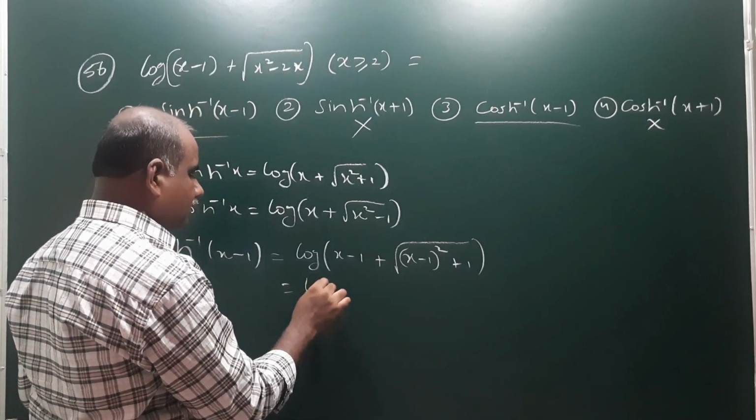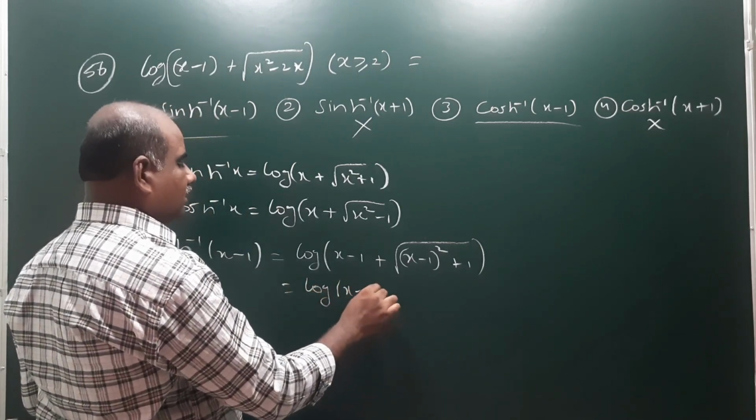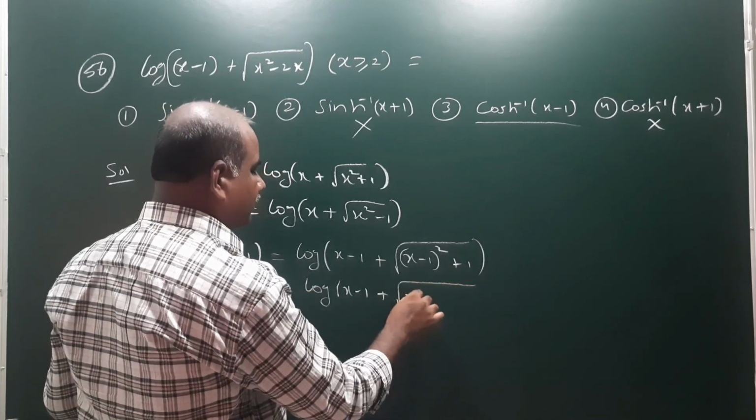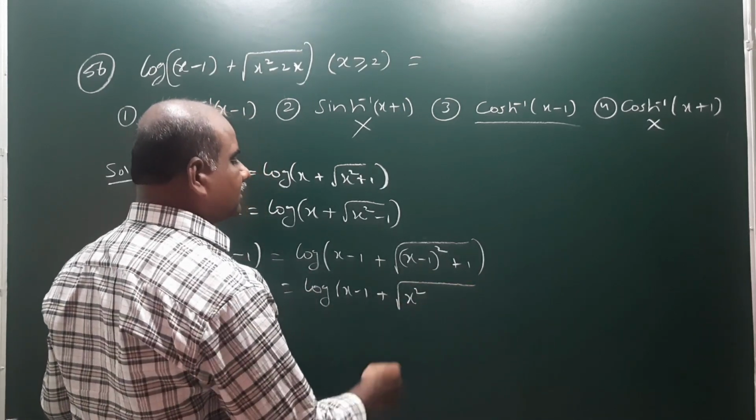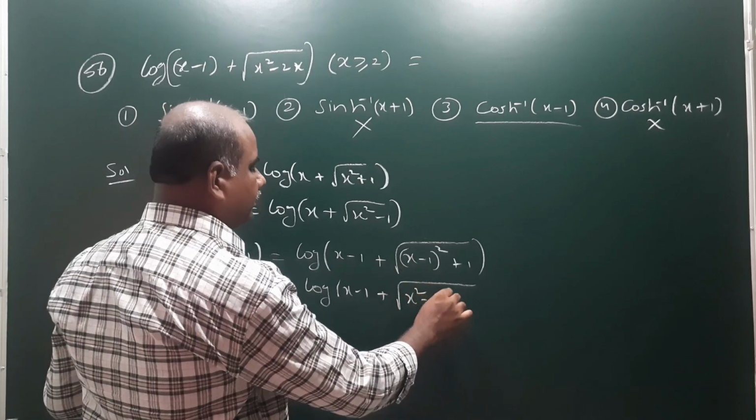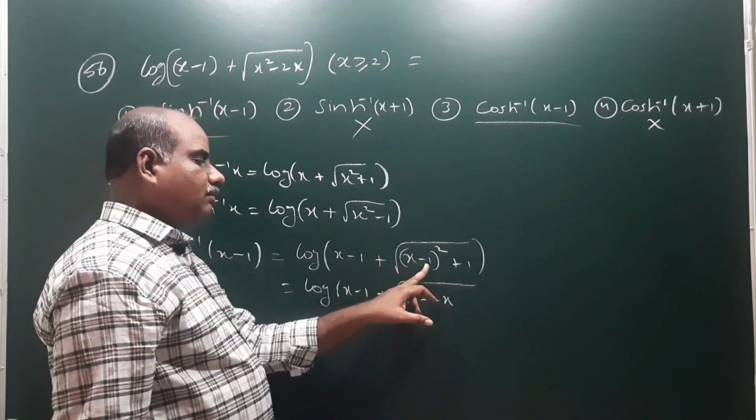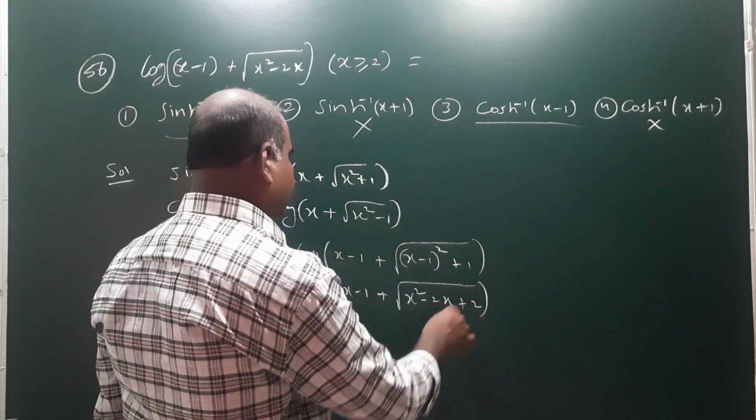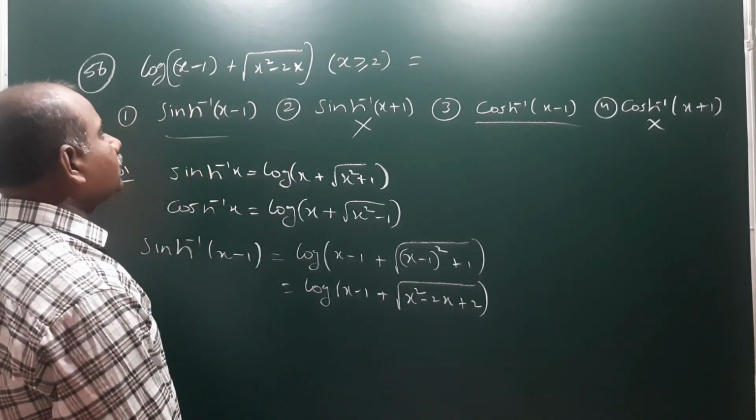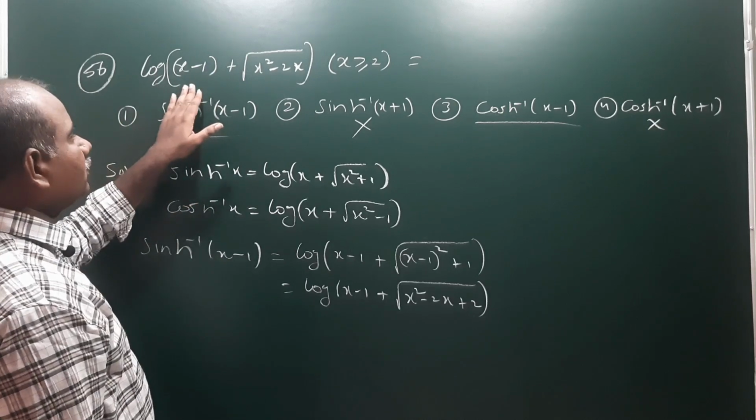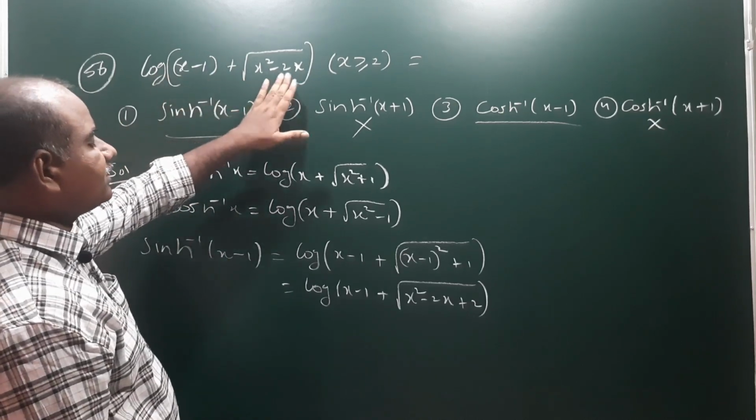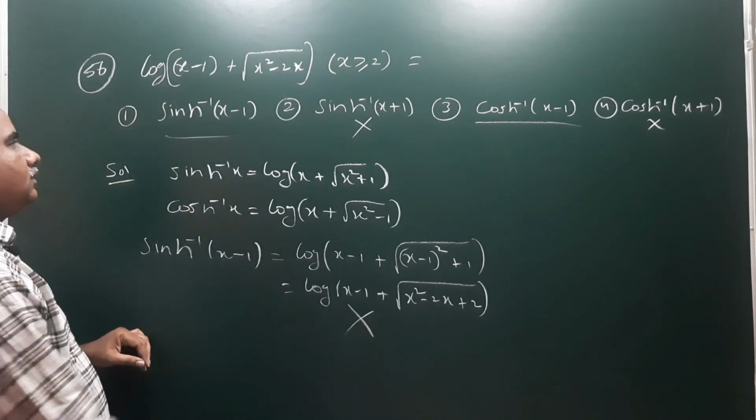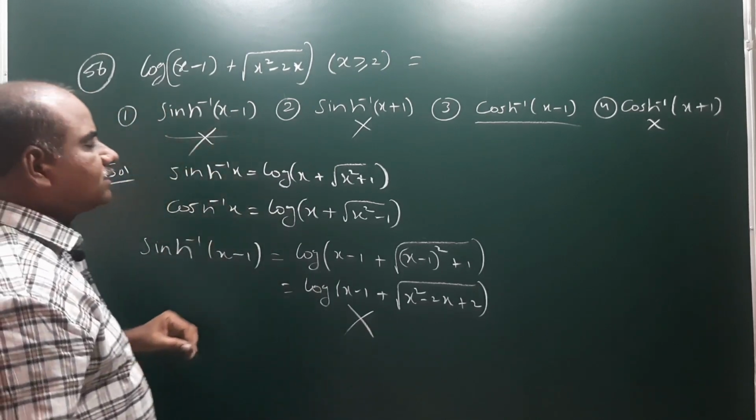Let us simplify this. Log x minus 1 plus a minus b whole square, a square, x square, minus 2ab, minus 2 into x, minus 2x plus b square, that means plus 1 plus 2. So it is not equal to our given problem, log x minus 1 plus root of x square minus 2x. So this is not the answer. So option 1 is not the answer.